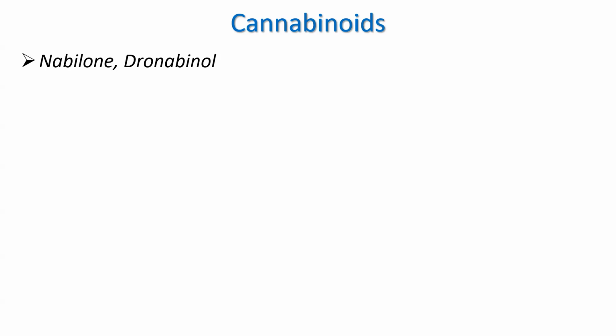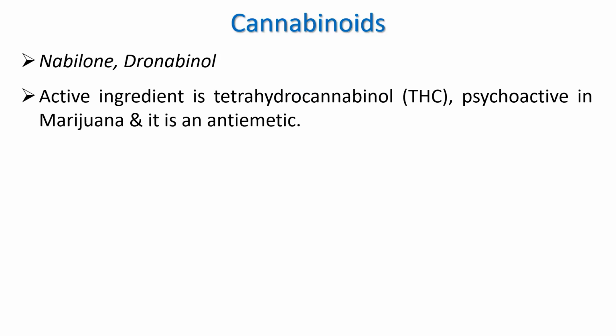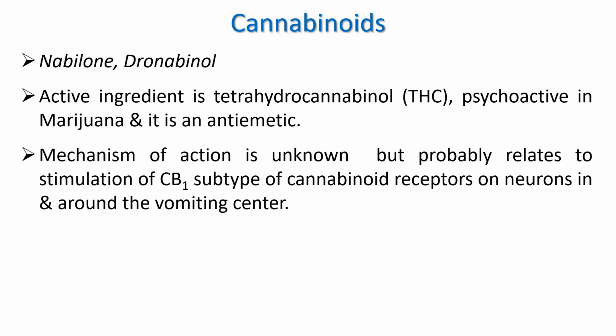Any drug of abuse that comes to mind? Cannabis, marijuana. So you have nabilone and dronabinol, and the active ingredient of these drugs is tetrahydrocannabinol, THC, a psychoactive agent in marijuana, and it's also antiemetic. We don't know the mode of action, but probably it relates to stimulation of CB1 subtype cannabinoid receptors on neurons around the vomiting center.